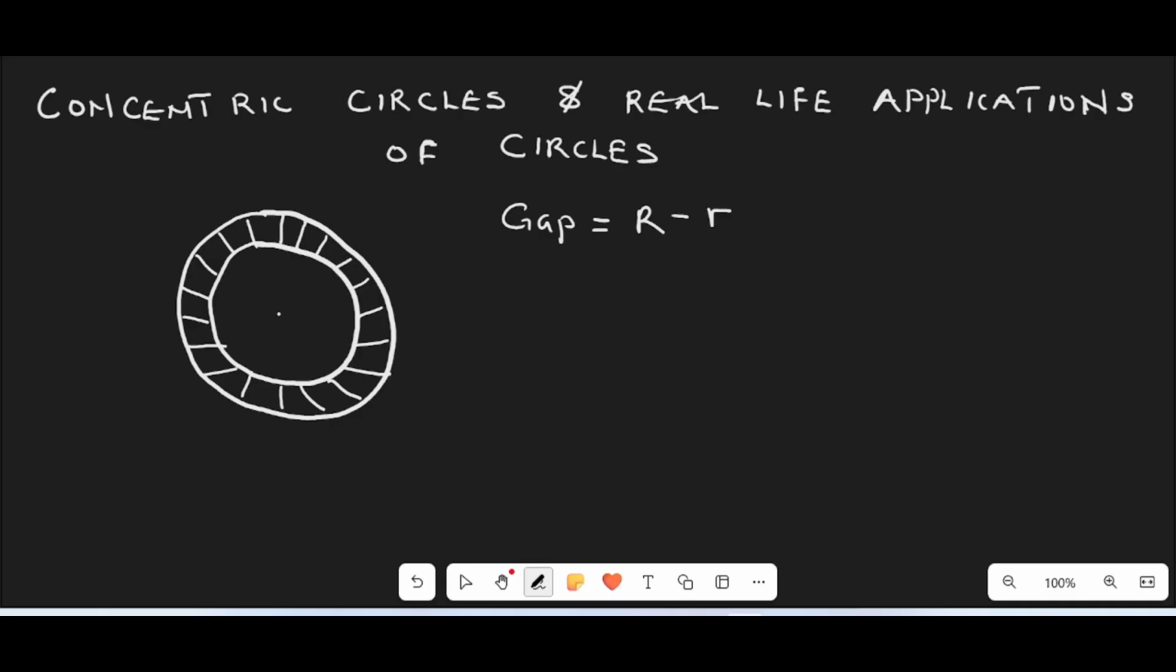Area of annulus. This hashed part can be calculated by using this formula: A equal to pi bracket capital R squared minus small r squared, where capital R represents the radius of the larger circle and small r represents the radius of the inner circle.